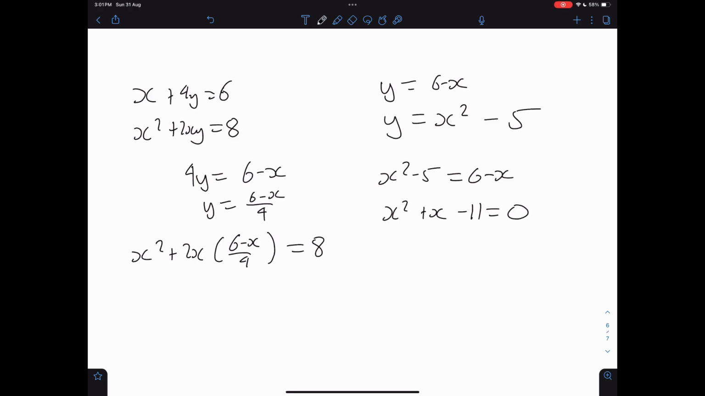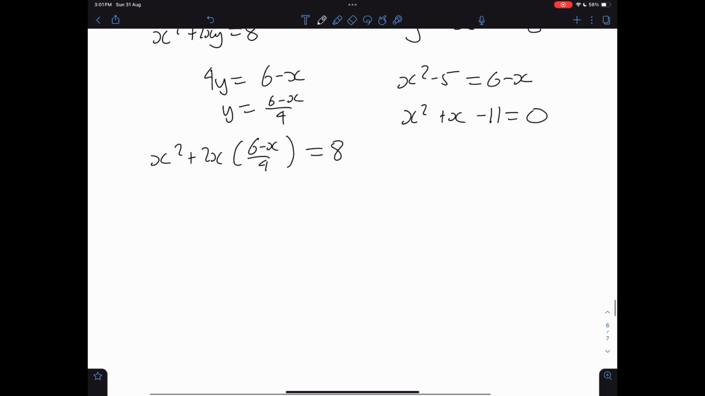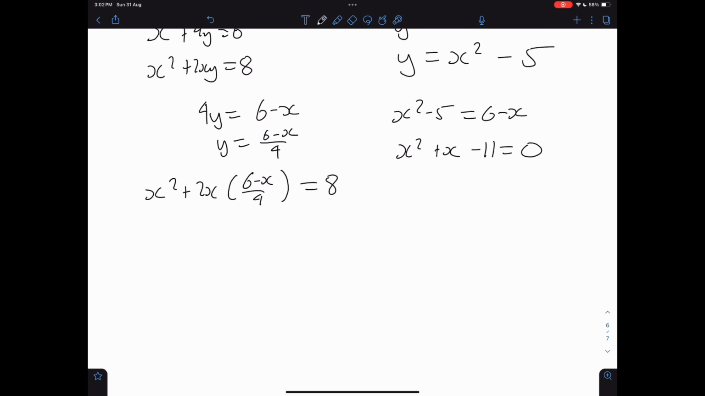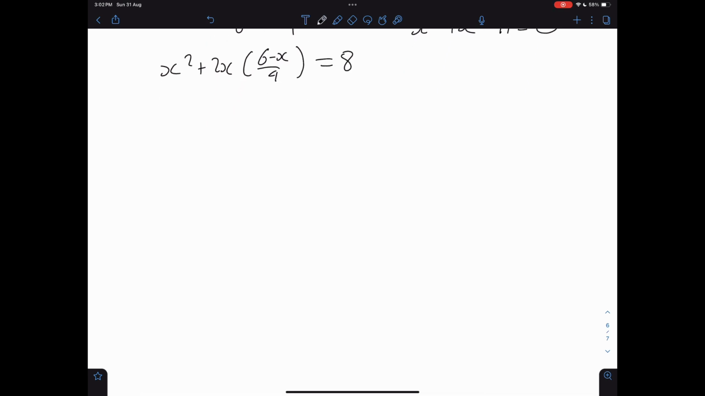And then you'd use either the quadratic formula, completing the square, or factorization, depending on what works. And I'm sure you know that once you get the x, you would substitute that back in to get y. We can do another example. So let's take these equations here.